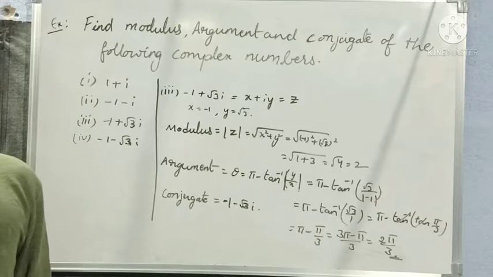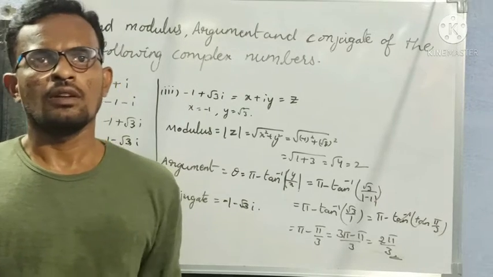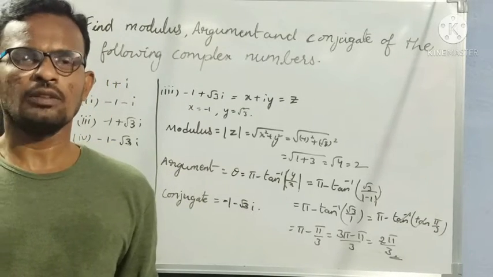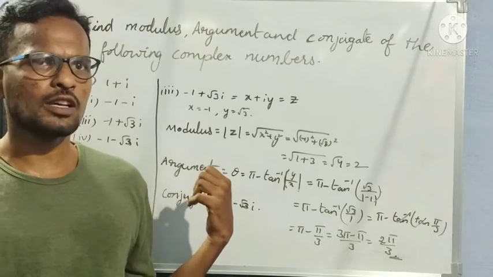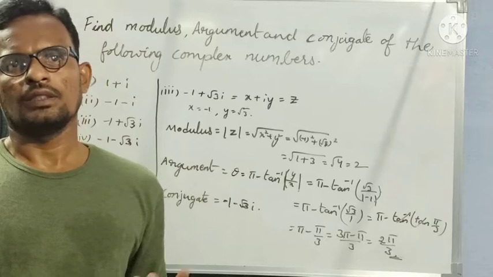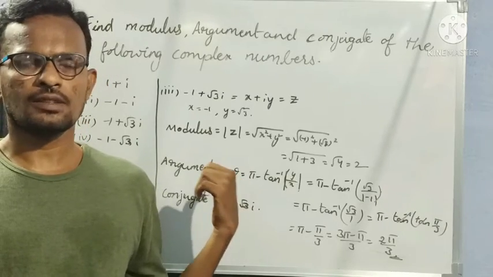So students, this is our today's class about finding argument in 4 different quadrants, which is helpful in finding the arguments of our complex numbers, with examples of modulus, argument and conjugate.